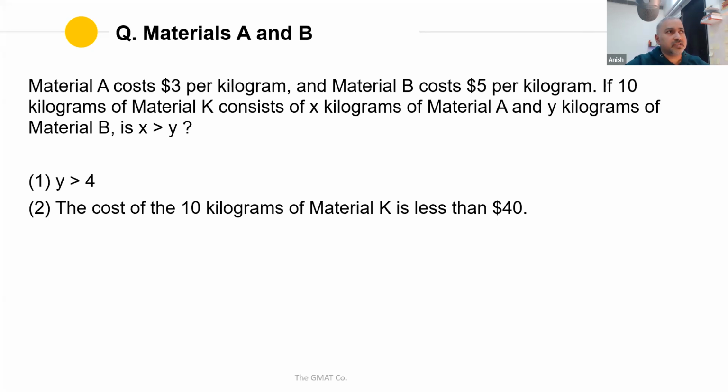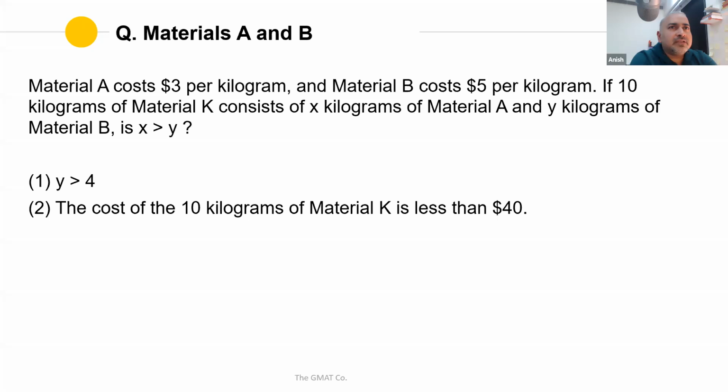Material A costs $3 per kilogram and material B costs $5 per kilogram. If 10 kilograms of material K consists of X kilograms of material A and Y kilograms of material B, is X greater than Y? A lot of variables going on in the question. There's A, B, there's K, there's X, Y. But then A and X are linked. X is the weight of material A. Y is the weight of material B. So the two materials and then their weights.